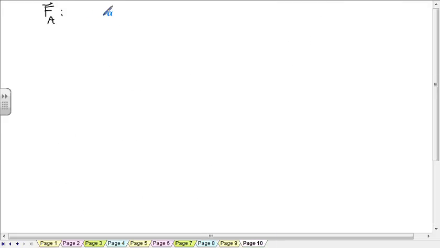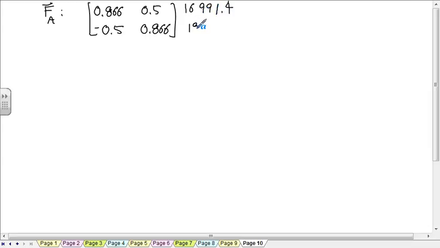FA is going to be 0.866, 0.5, negative 0.5, positive 0.866 times the vector that we just solved for, 16,991.4, 19,620.